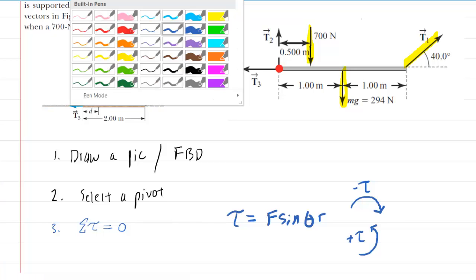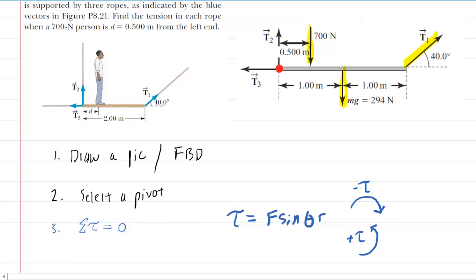So putting this all together, let's go and analyze the 700 Newton force first. Now, if you notice, it's pressing downward, that would cause the plank to rotate in a clockwise fashion around the pivot. Therefore, it's going to have negative torque. So starting out with that 700 Newton force, we're going to have negative, and then we put in the force of 700 newtons times the sine of an angle. Well, look at the angle between the 700 Newton force and the plank, and you should see that it is a 90-degree angle. And then times the distance from that force to the pivot point, we can see from the diagram that that's half of a meter.